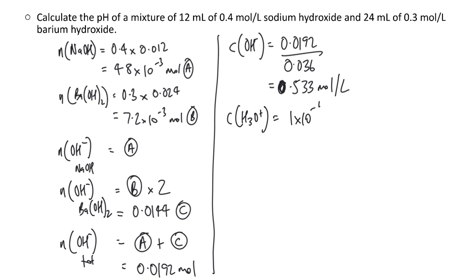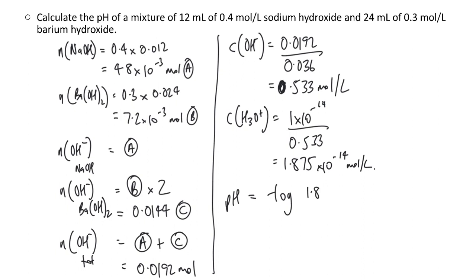1 times 10 to the negative 14, I'm using the Kw equation, over 0.533, which happens to be 1.875 times 10 to the negative 14 mole per liter. Very small value. And therefore, I can work out the pH as negative log of that value, which happens to be 13.73. No unit on pH. All right, so that's how you can use that when you're adding two bases together. Okay, so let's have a look at what's next.